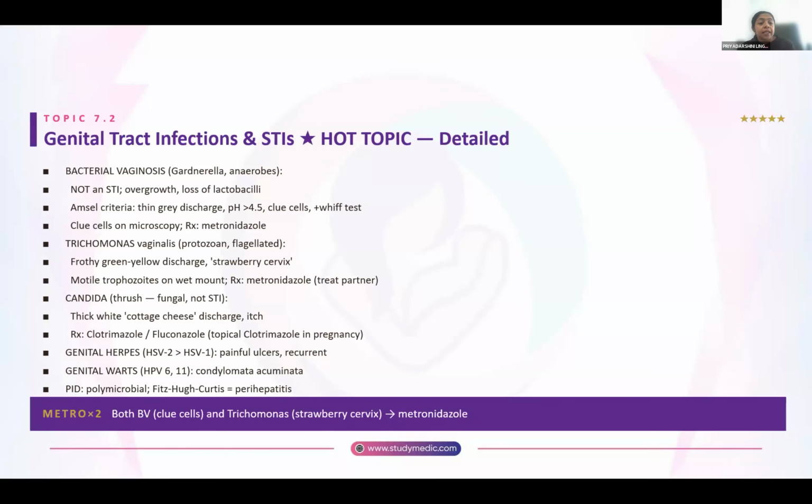Next, coming to Candida. Candida is nothing but a fungal infection. You have a thick white cottage cheese appearance. The drug of choice is going to be clotrimazole or fluconazole.